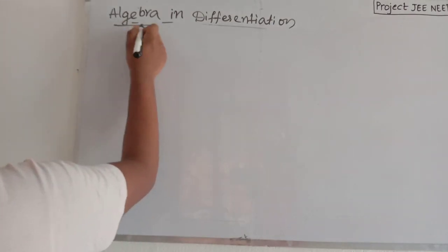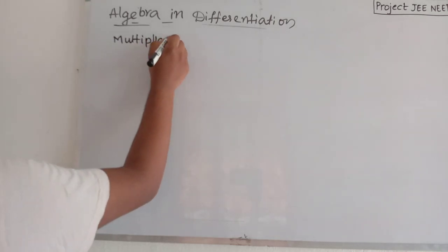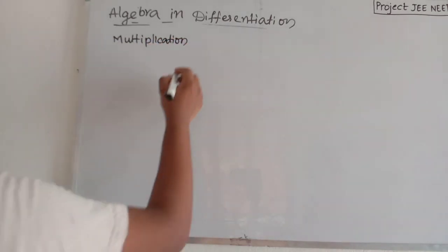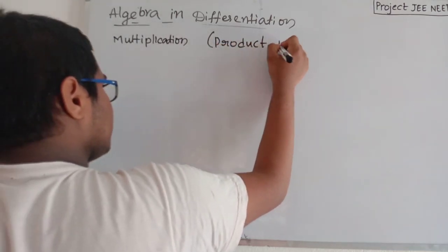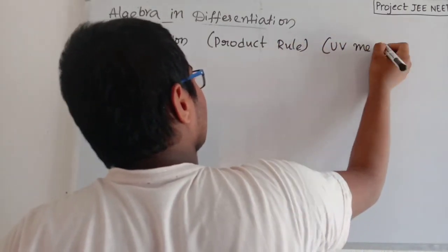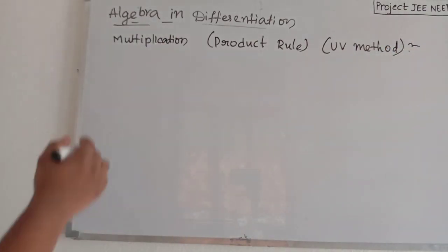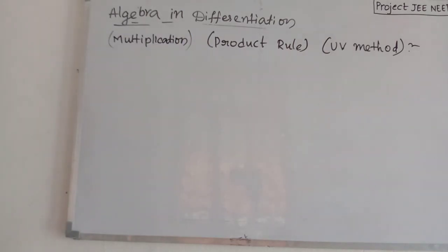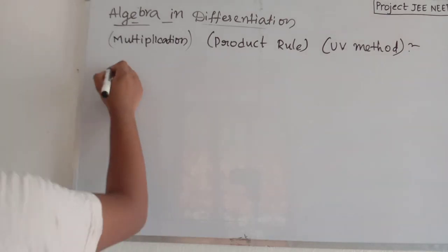Multiplication, which is also known as product rule, and which is also known as UV method. It has several names, but the process is the same. Multiplication or product rule or UV method in differentiation. So let's take an example. Let me tell you the formula.